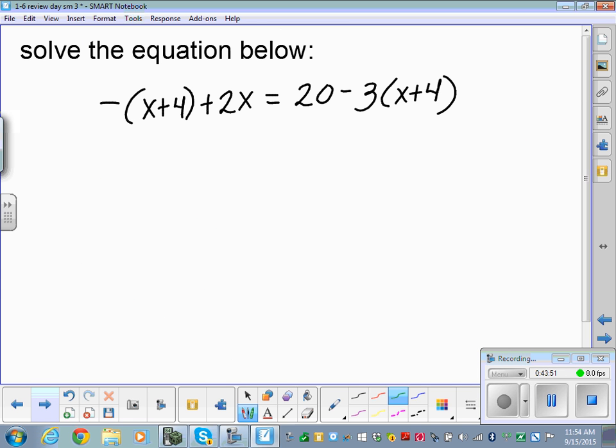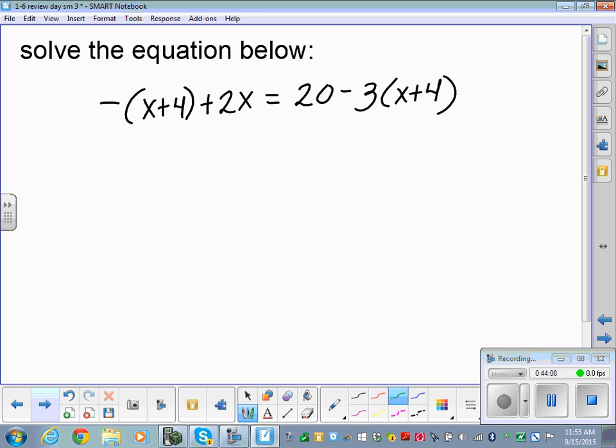Okay, so it says solve the equation below. Now notice this is a big, messy equation. It's a linear equation. Notice everything with x's is degree 1. So that's kind of nice because we like solving linear equations rather than quadratics. Quadratics take a lot more. But we've got to do this correctly.